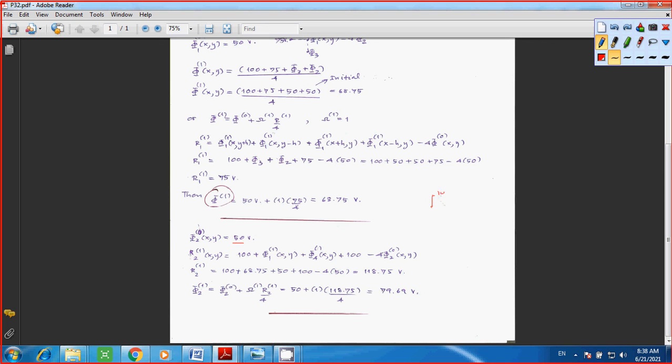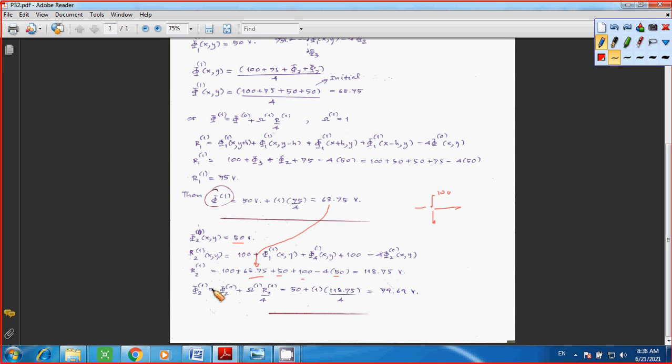This is 100 volt, right? And on the left of your phi 2, that's the phi 1, which you pick up from the previous calculation. And down below, what's that? That's the phi 4, right? We don't have phi 4 from the first iteration yet, so we put phi 4 as 54. And to the right of your phi 2, which is the 100, and minus 4 of phi 2 from the 0 iteration. So that's the 54. You end up with R2 equal to 118.75.